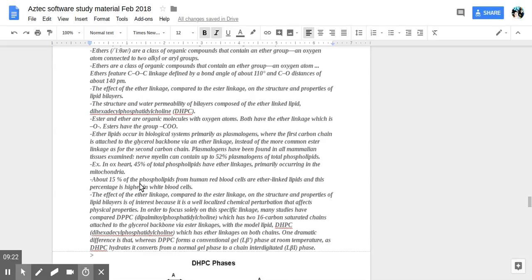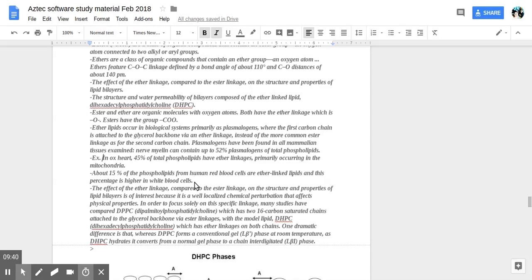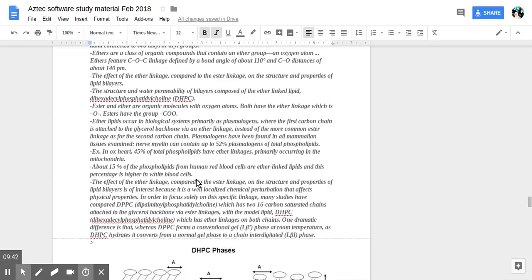In order to focus on the specific linkage, studies have been made comparing DPPC, dipalmitoyl phosphatidylcholine, which has two 16-carbon saturated chains attached to the glycerol backbone via ester linkages, with the model lipid DHPC, dihexadecyl phosphatidylcholine, which has ether linkages on both chains. One dramatic change. So we'll continue in the next part.